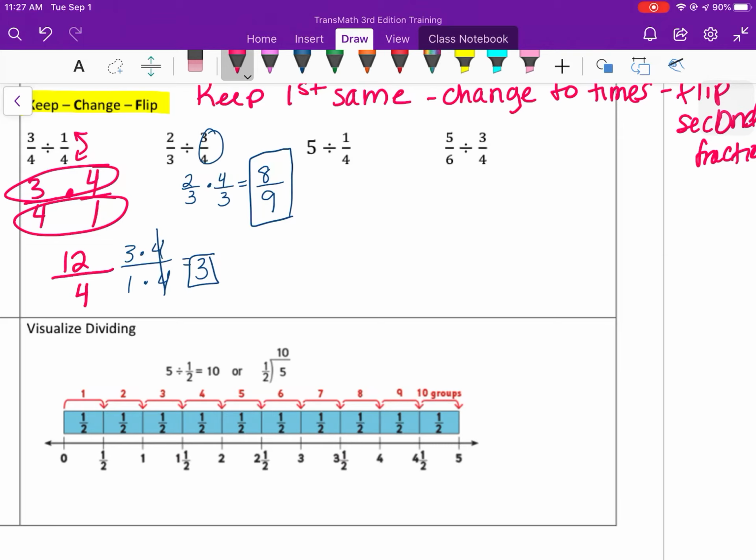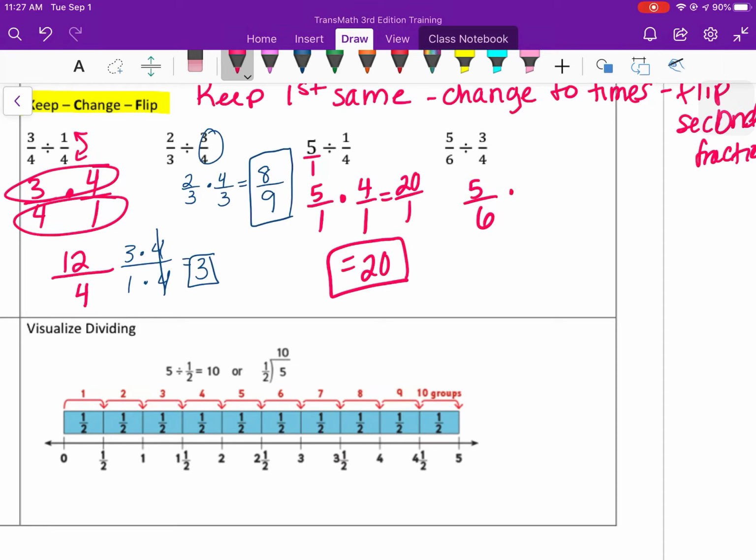Oh, multiplying or dividing with a whole number. If you have a whole number, you have to remember that all whole numbers can be written over 1. So to multiply or divide with a whole number, you do need to change it to a fraction by putting the whole number over 1. So then you can rewrite it, keep the first one the same, change it to multiply, flip the second one. Multiply across the top. 5 times 4 is 20 over 1, which is just 20.